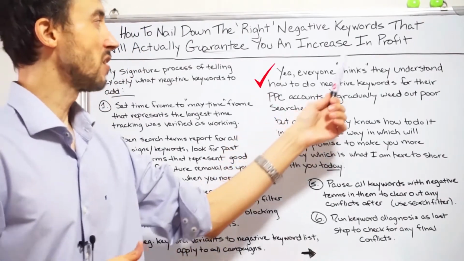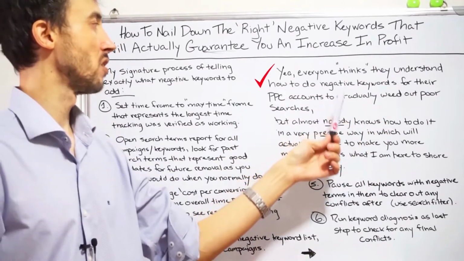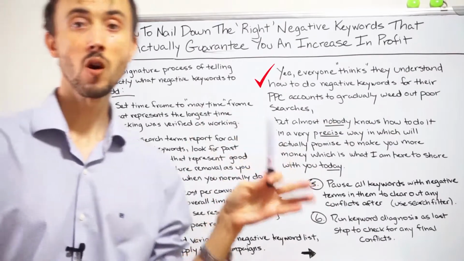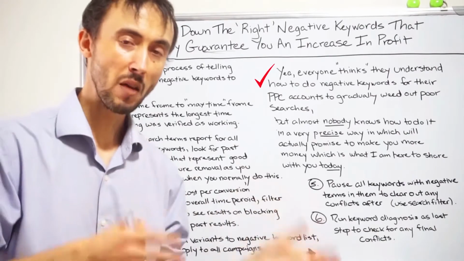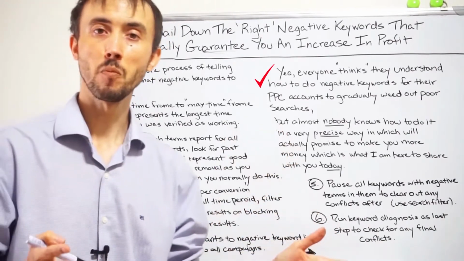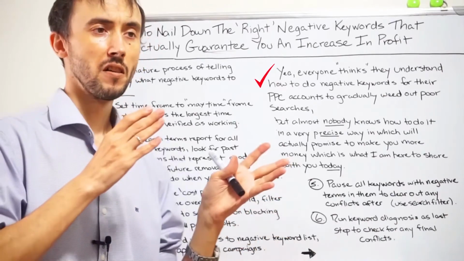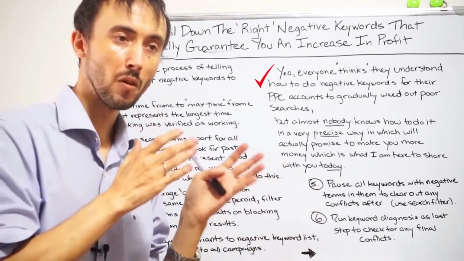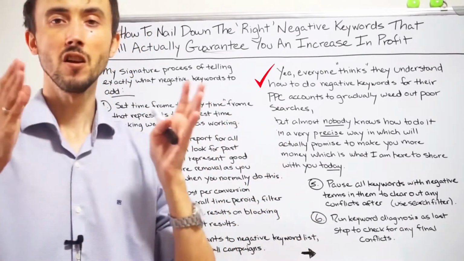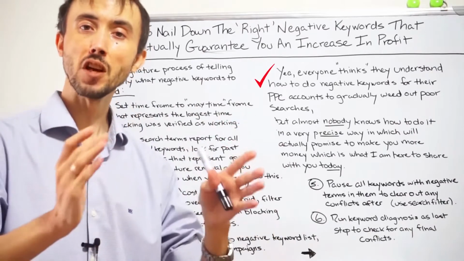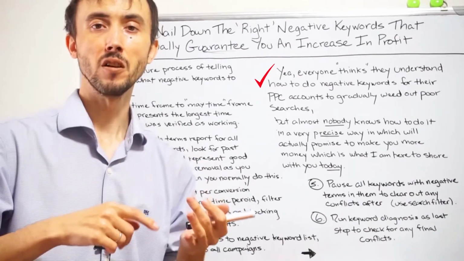Yeah, everyone basically, quote unquote, thinks they understand how to do negative keywords for their PPC accounts to gradually weed out the poor quality searches, which are bleeding your account money to pay for people to click on your ads that have no potential of buying what you have, or search terms that they are showing up for at a rate high enough to justify the cost of what Google's charging to get that visitor, after all your expenses.